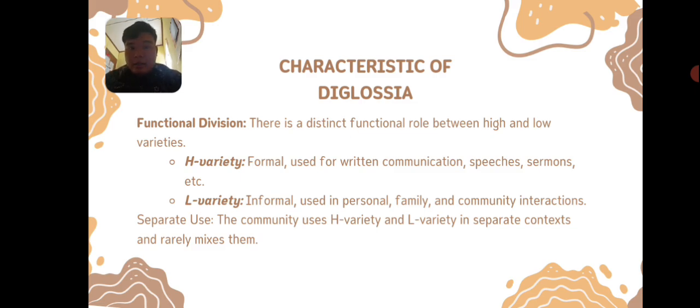Next are the characteristics of diglossia. In functional division, there are distinct functional roles between high and low varieties. The high variety is formal, used for written communication, speeches, sermons, etc. And the low variety is informal. It is used in personal, family, and community interactions. Separate use: the community uses the H variety and the L variety in separate contexts and rarely mixes them.